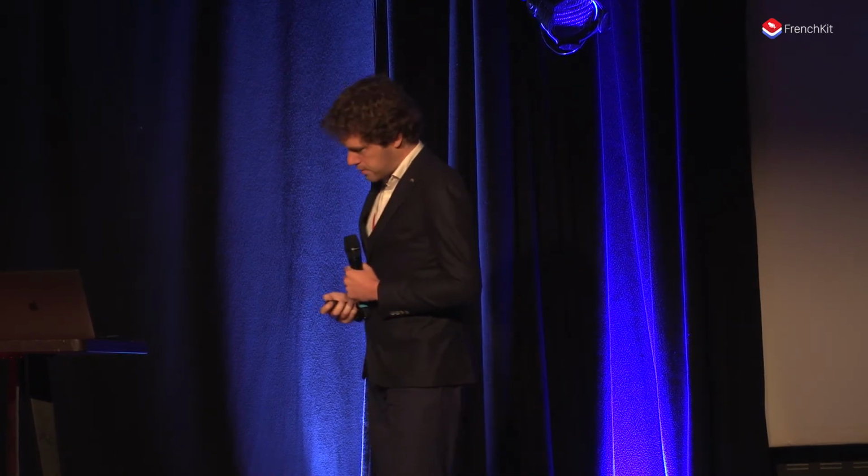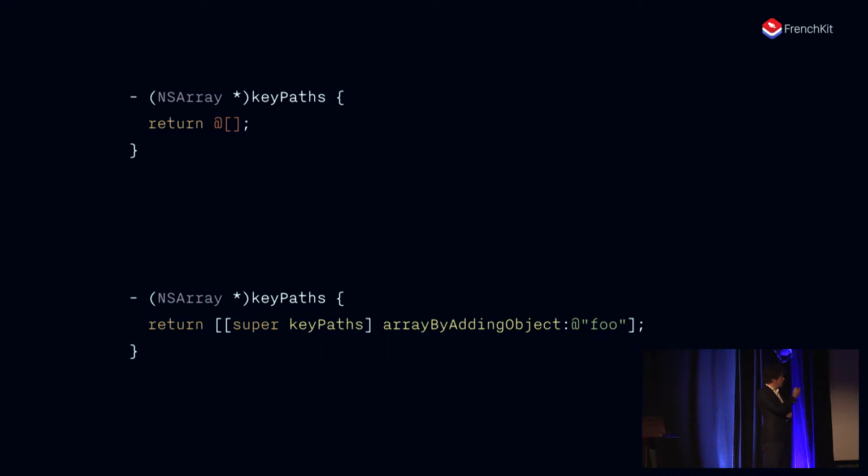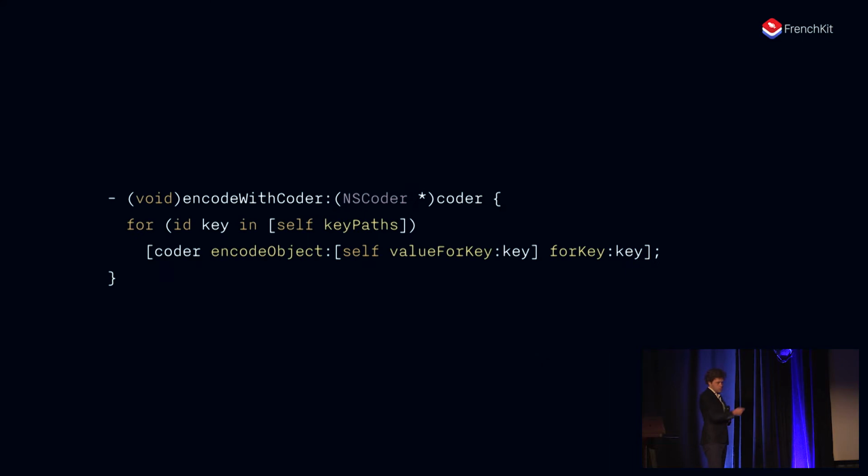So the idea was, well, I can have a base class that knows how to do all these things, and subclasses can register key paths to do this. So the base class would have, for example, a key paths method, which would be empty because the base class doesn't do anything. But a subclass could add key paths to this array. And then, for example, when you were archiving, you would just, in the base class, run over these key paths and write them down to disk.